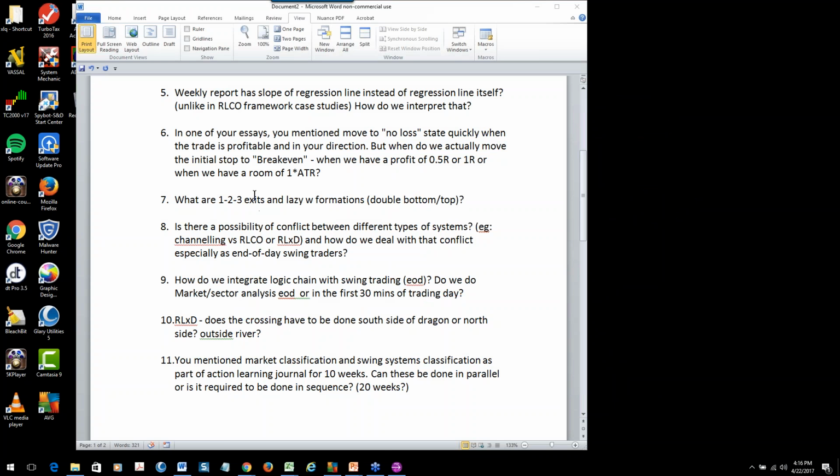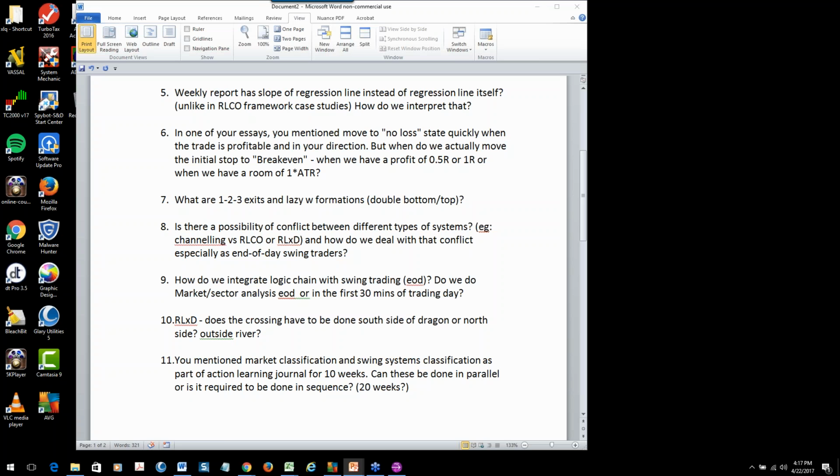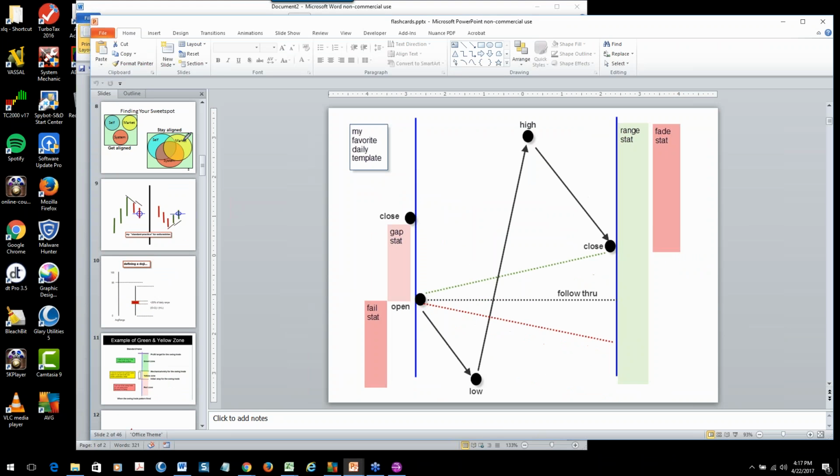Okay, next. What are 1, 2, 3 exits in lazy W formations? This one is actually an easy one, of course. Let me find my chart. You guys are doing a great job hanging in there, by the way. Okay. So this comes from our flashcard file.